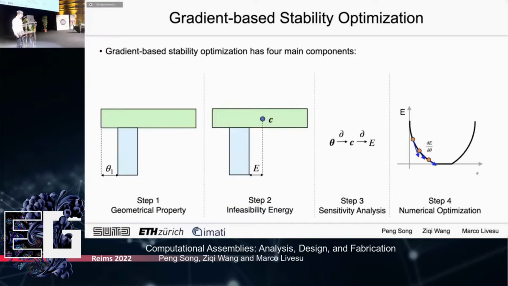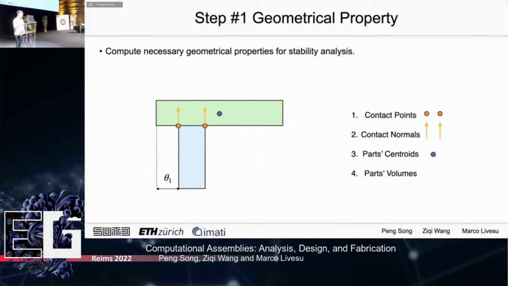So this is the general design workflow of probably most stability optimization, and it has 4 steps. The first 2 steps are about formulating the problem as an energy minimization, and the last 2 steps are using sensitivity analysis to find the optimal value of this energy minimization. Okay, let's look at what exactly the 4 steps are. So before introducing the exact energy formulation, we need to first compute some necessary geometry properties, such as contact points, contact normals, part centroid, part volume, using the given design parameters.